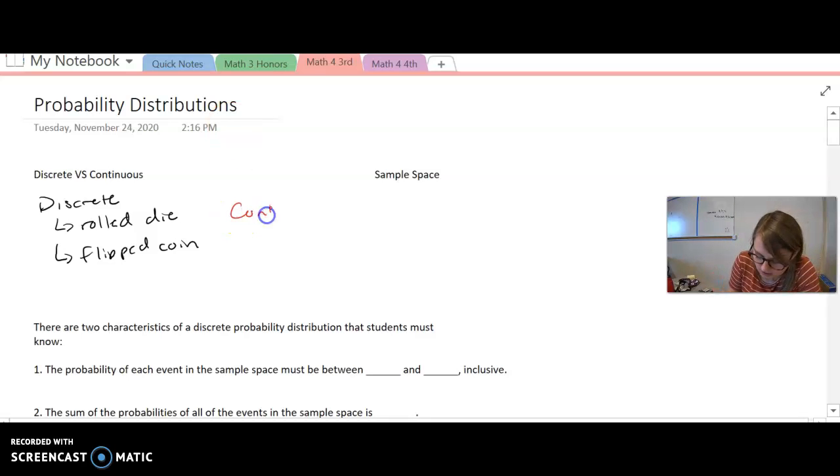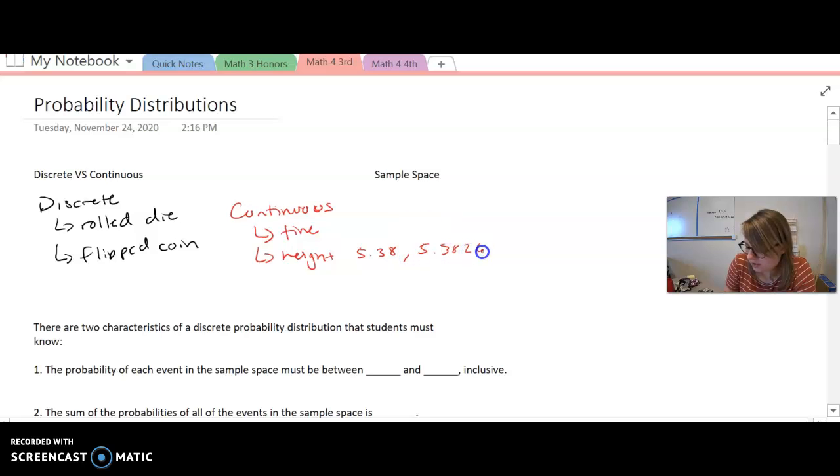Now, if we had a continuous version, that's where things get a little bit more iffy. So, like time or height, where I could get 5.38 or 5.38261, anything like that. That means the decimal could be really any number, as many decimals as I want between any numbers. Now, that goes into our sample space.